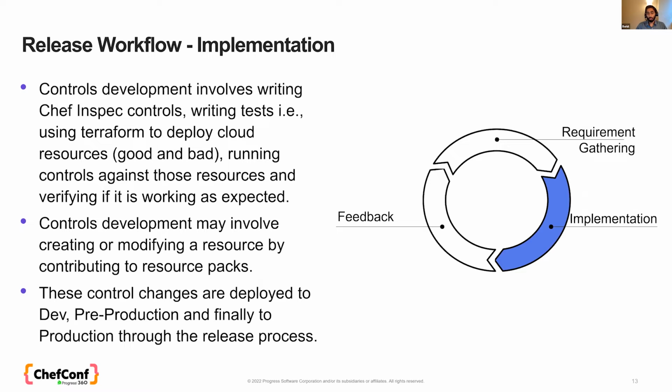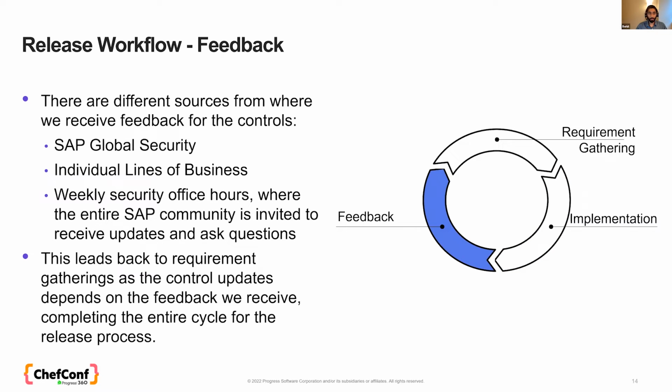So moving forward with the last phase of our release workflow, which is the feedback phase. There are different sources from where we receive the feedback on these controls. That typically is SAP's global security team, that is the SGS team that was mentioned in the previous slide, and the individual lines of businesses. So these are the business units to which we distribute the scan results.